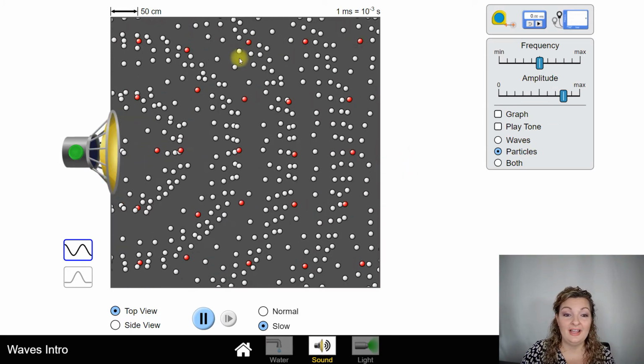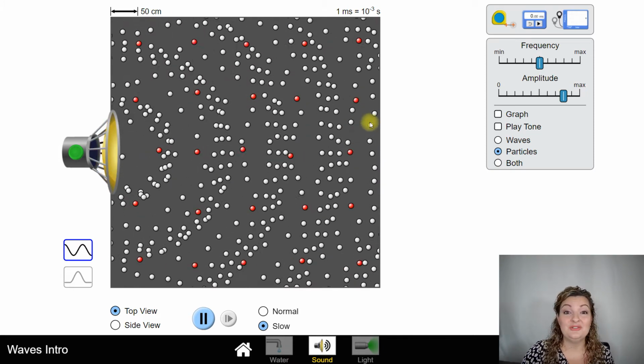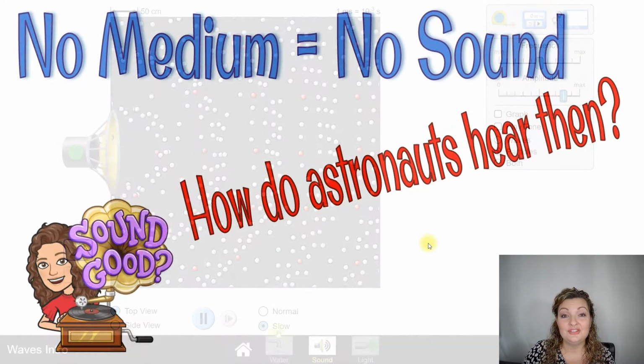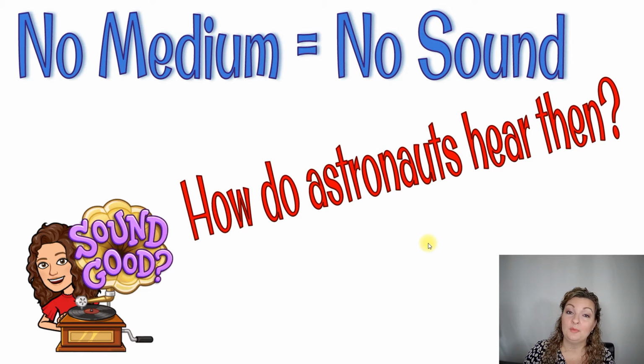So if we do not have particles present, we do not have sound at all. Essentially, where we do not have a medium or particles, we will never have sound. The question I get every single year as a teacher is, how do astronauts hear then? Astronauts go into outer space all the time. They're talking to each other, they're talking to NASA. How in the world do they hear?